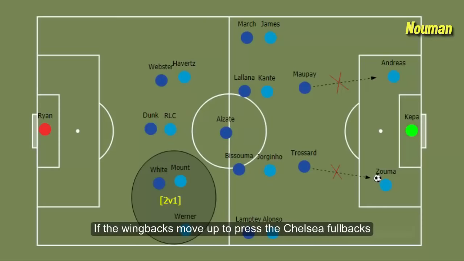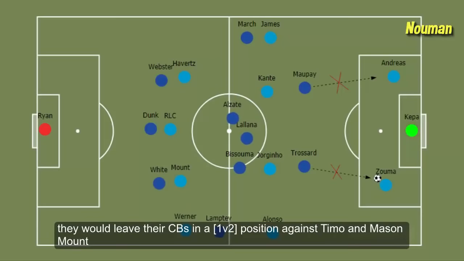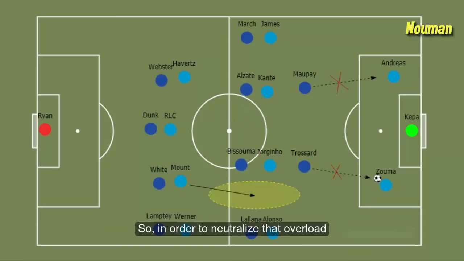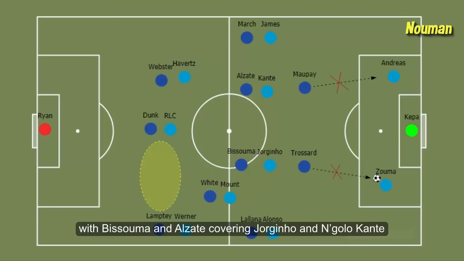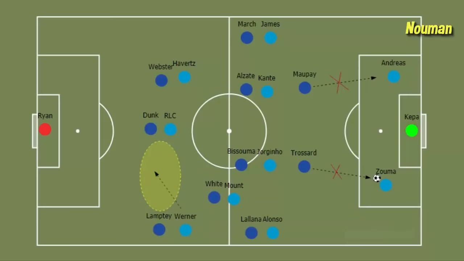If the wingbacks move up to press the Chelsea fullbacks, they would leave their centre-backs in a 1v2 position against Timo and Mason Mount. So in order to neutralize that overload, the wingbacks were forced to stay close to their centre-backs, and Lallana was stepping out to cover Alonso, with Bissouma and Alzate covering Jorginho and N'Golo Kante.